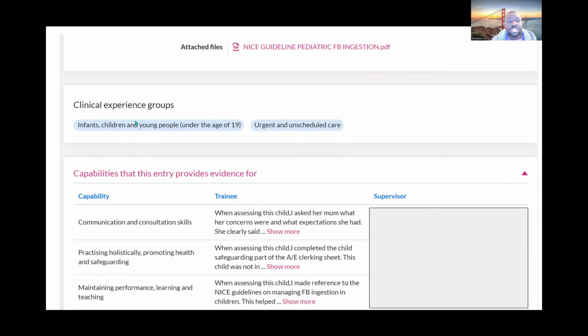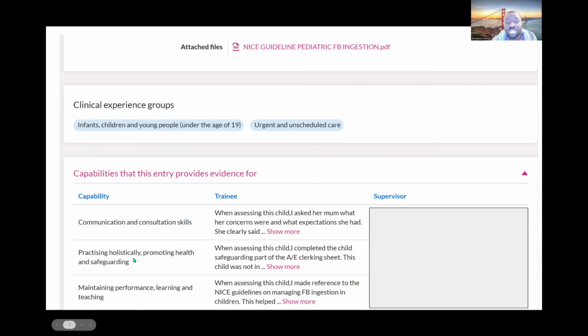Then for clinical experience groups, I chose infants, children and young people because, of course, this was a child. And then urgent and unscheduled care because, of course, this was A&E. It was an urgent situation. So I chose those two as my clinical experience groups. And then for capabilities, I chose communication and consultation skills. So when assessing the child, I asked the mom. I communicated with both the child and the mom. I took a history, so I chose communication and consultation skills.